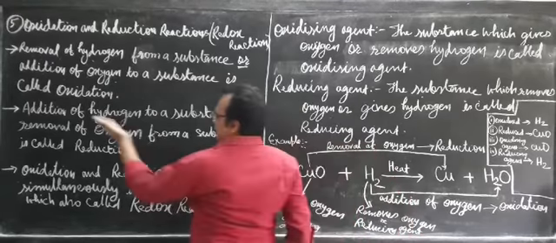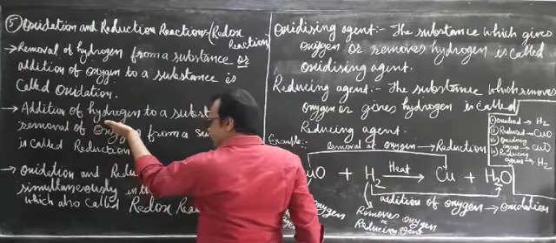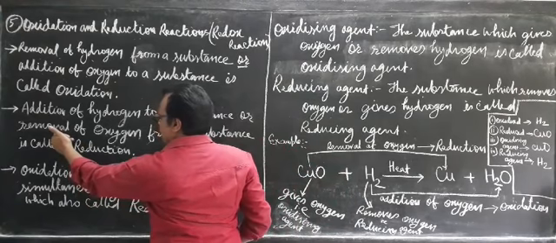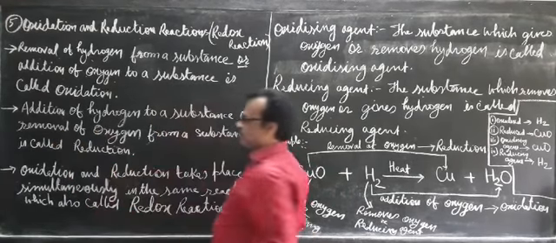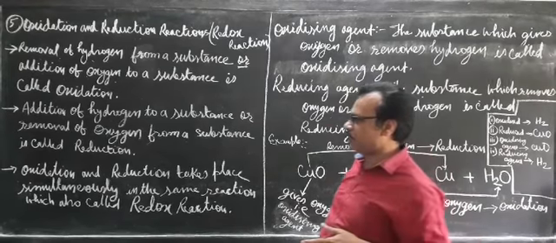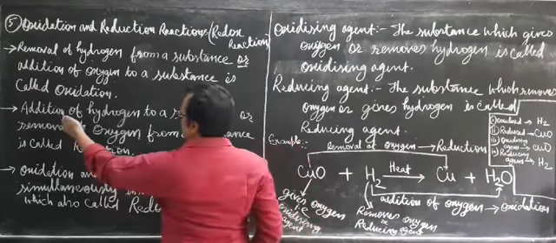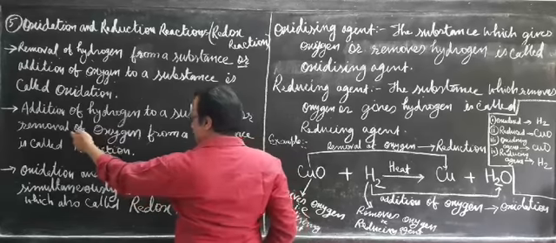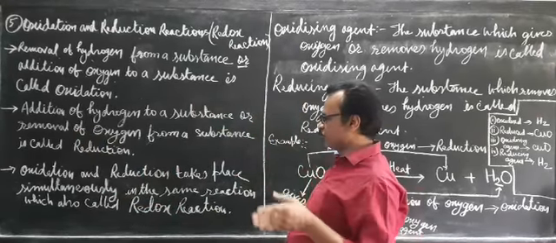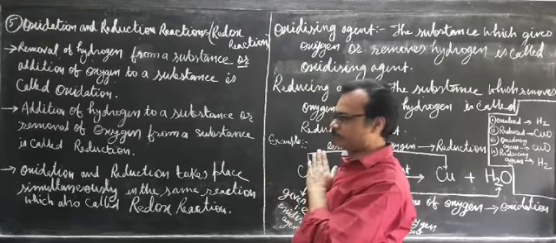Addition of hydrogen means the percentage and concentration of hydrogen is increasing. In the same way, removal of oxygen means the percentage and amount of oxygen is decreasing. If a process like addition of hydrogen or removal of oxygen is taking place, then such reactions are known as reduction reactions.